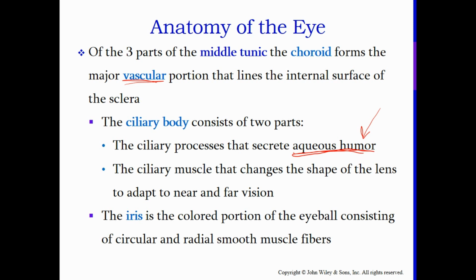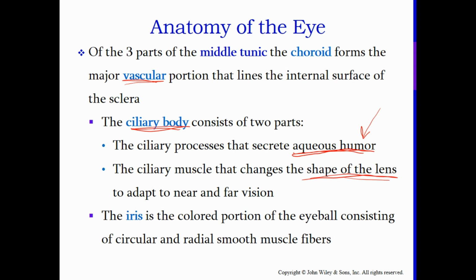The ciliary muscle that changes the shape of the lens to adapt to near and far vision is part of the ciliary body. So those muscles change the shape of the lens. So when you look through a pair of binoculars, you're looking through multiple lenses, and glass doesn't bend very well. So to get the light to focus so you can see clearly, you change the distance those multiple lenses are from each other.